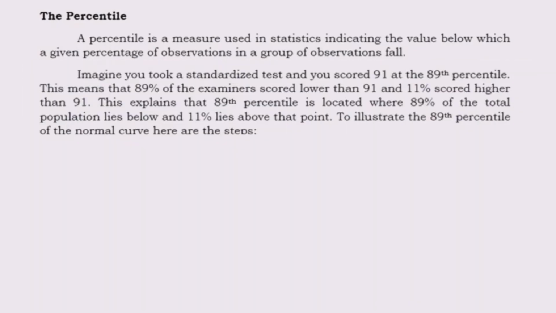A percentile is a measure used in statistics indicating the value below which a given percentage of observations in a group of observations fall. Imagine you took a standardized test and you scored 91 at the 89th percentile. This means that 89% of the examinees scored lower than 91 and 11% scored higher than 91. This explains that the 89th percentile is located where 89% of the total population lies below and 11% lies above that point. To illustrate the 89th percentile of the normal curve, here are some steps.